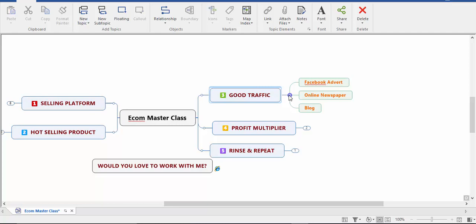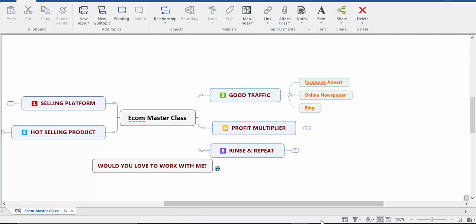And with Facebook advert, you can even launch with as low as $5, which is ideal. It is recommended to start with $5. With that $5, you can be getting like 6 to 7 orders on a single product a day. So Facebook advert is a very good platform to sell your product.